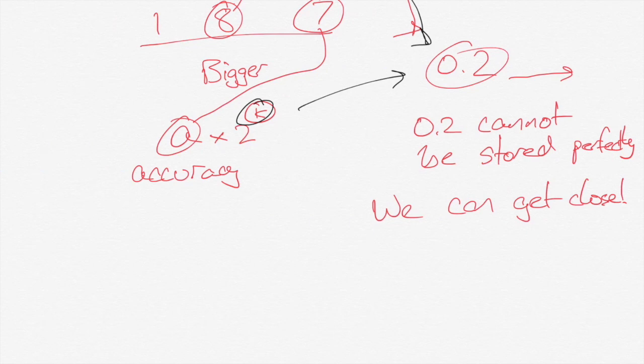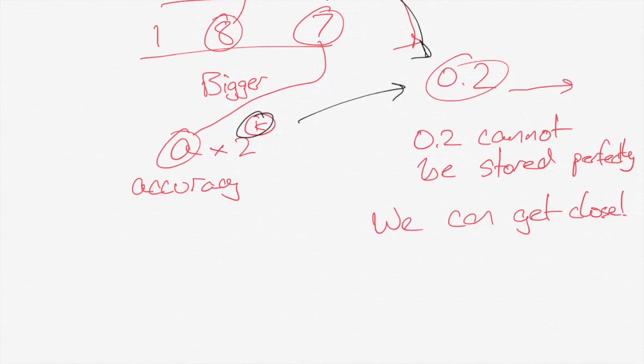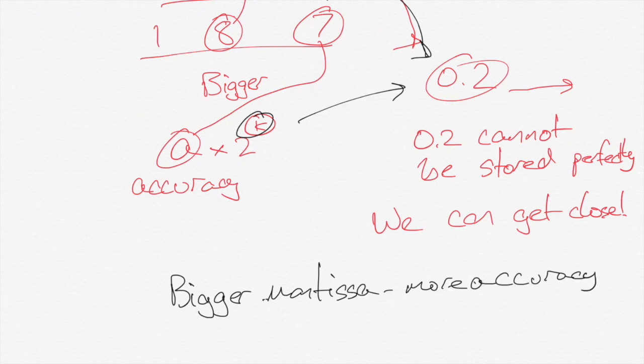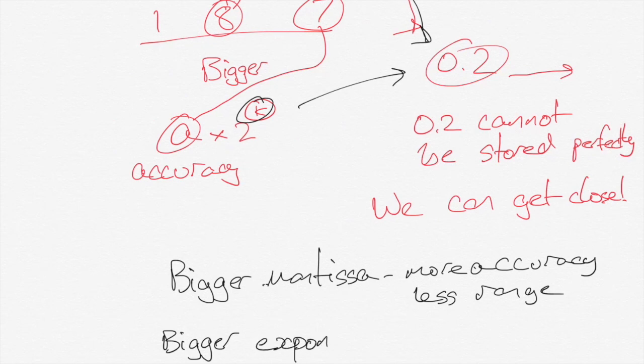How much accuracy do we want? It's a balancing act. There's no right answer, but one takeaway message is that a bigger mantissa means more accuracy, and as a consequence, less range. And we know that a bigger exponent, which has to come at a cost of a bigger mantissa if we've got a limited number of bits, is the opposite. It means that it allows us more range, but with less accuracy.